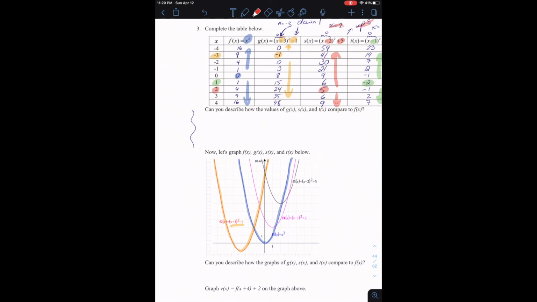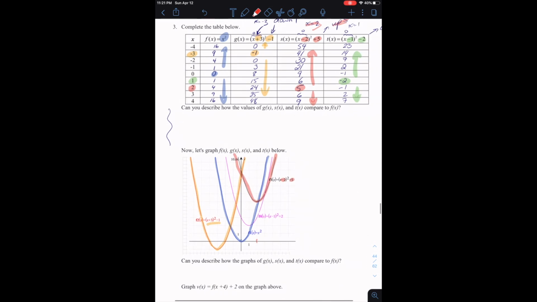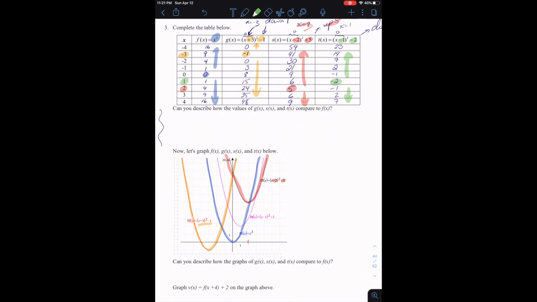Let's look at the red one. So it's going to be 0 at 2, and it's going to go up 5. So lowest at 2, and up 5. So that's the one it's going to have to be. Lowest at 2 and up 5. And then the last one is going to be lowest at 1 and down.